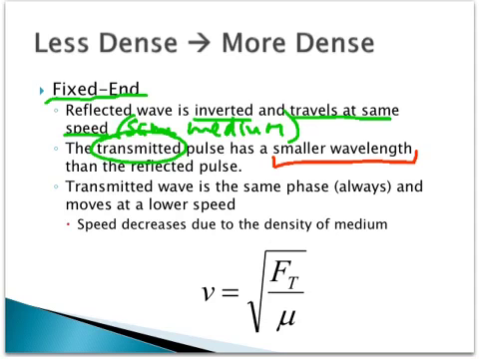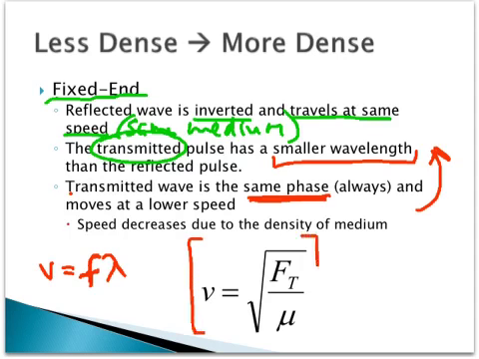Also notice that the transmitted wave had the same phase. That should make sense because energy is just being transferred. But why then does the wavelength change? If you remember back to wave speed, the speed of a wave is equal to the frequency times the wavelength. Remember that when a wave is in a medium, it is traveling at a speed relative to this relationship, the elastic property of that medium divided by the inertial property of that medium.